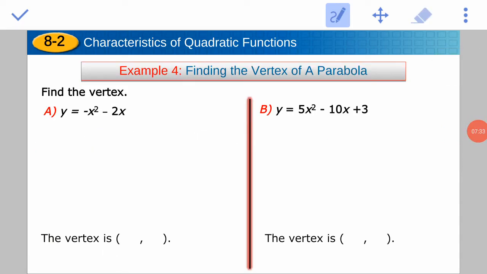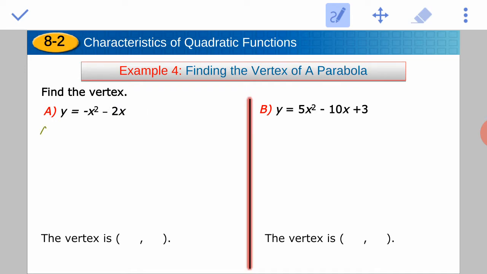Example number 4. And guys, example number 4 is considered an extension of example number 3. Actually, we apply what we did in example number 3, because in example number 4 we need to find the vertex of the parabola without graphing. Guys, we're not given any graph and we're not going to graph this parabola. Is it possible to get the coordinates of the vertex from the equation? Yes, same way, guys, and same formula.